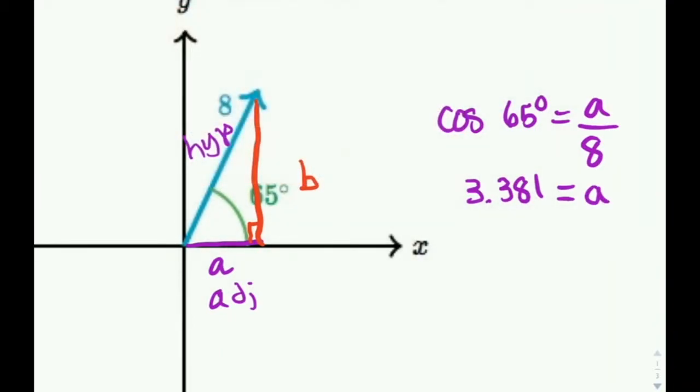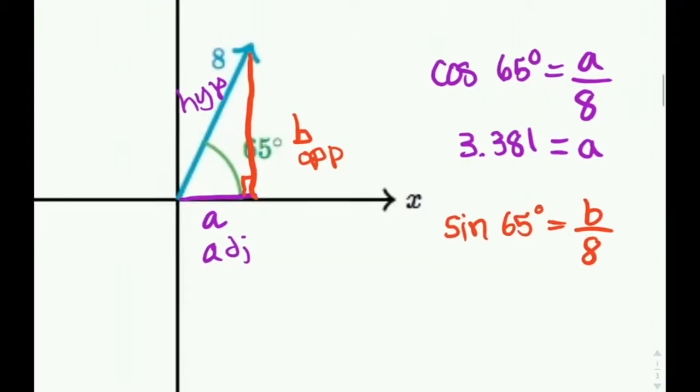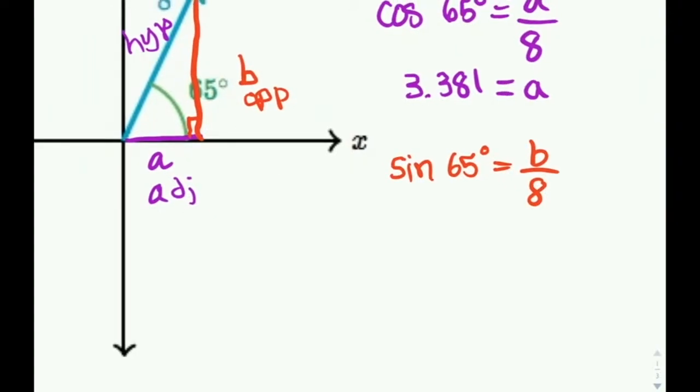If you repeat the process for your vertical component, side B is opposite your direction angle, so you could do sine of your 65-degree angle, which would have to equal B over 8. Multiply by 8, and you'd end up with your vertical component B is approximately 7.250. Just to make sure you write it back in component form, horizontal component first, and then vertical component.